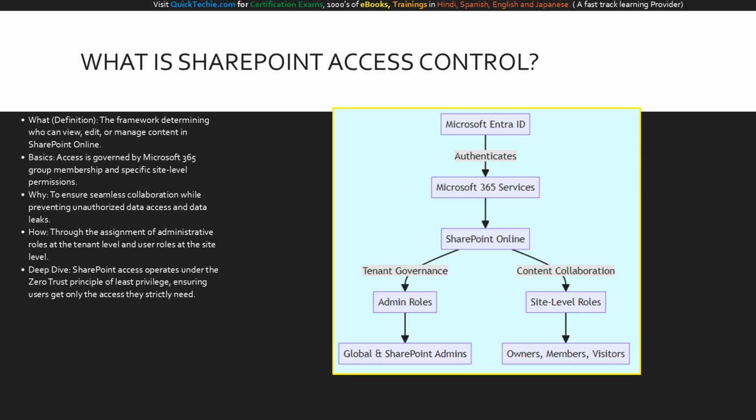Notice how access to SharePoint branches into two distinct paths. On the left, we have admin roles. These are the highly privileged tenant-level roles, such as global administrators and SharePoint administrators, who manage site collections and global policies. On the right, we have site-level roles. This is where the everyday collaboration happens. These roles dictate what business users can do within a specific site, categorizing them into owners, members, and visitors. Understanding this visual split is your first step to mastering SharePoint governance.